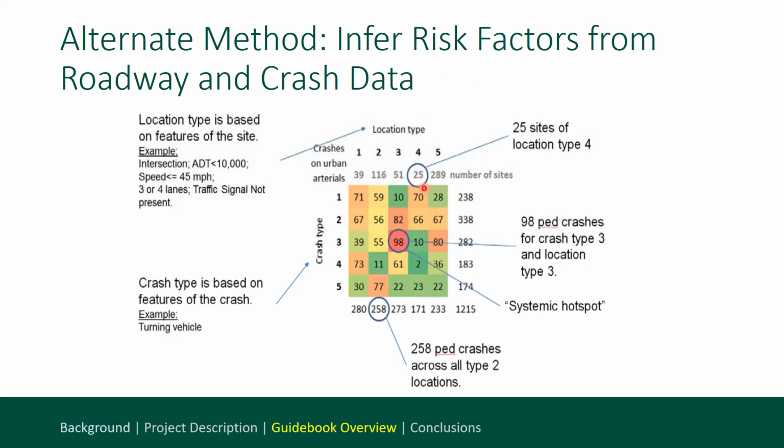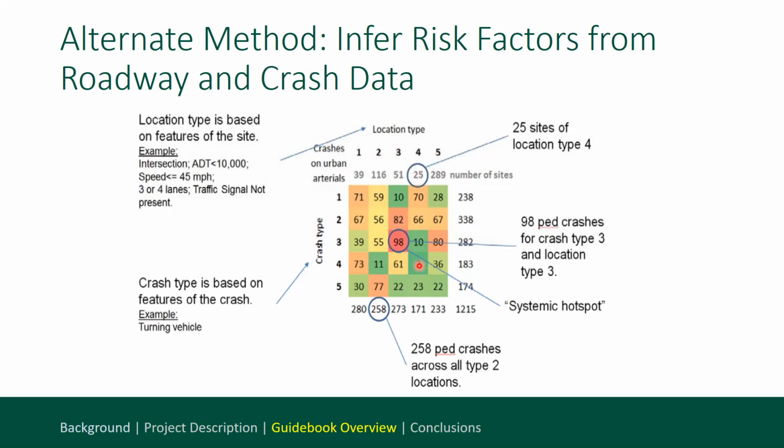you will see that on location type 1 and crash type 2, there are 67 such crashes. But if you look at location type 3 and crash type 3, there are 98 such crashes. But if you look at location type 4 and crash type 4, there are only 2 crashes like that. Okay? Now, what do I mean by location type 1, 2, 3, 4, and 5?